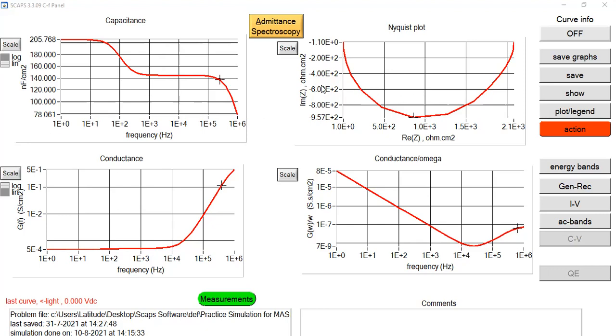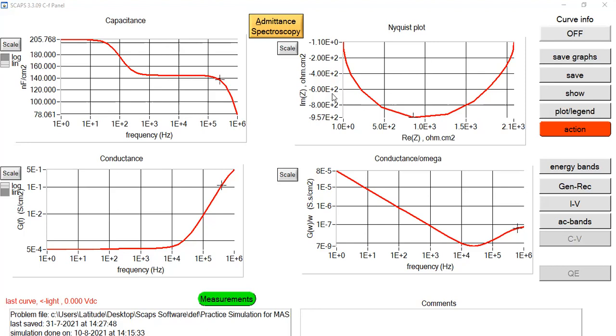Now I'm coming to the third and most important plot, that is the Nyquist plot. You can see that the third graphical representation is basically the Nyquist plot, and I have just explained what kind of graphical representation it is. It basically provides us the effect of the input AC signal on the impedance of our perovskite or solar device in SCAPS.